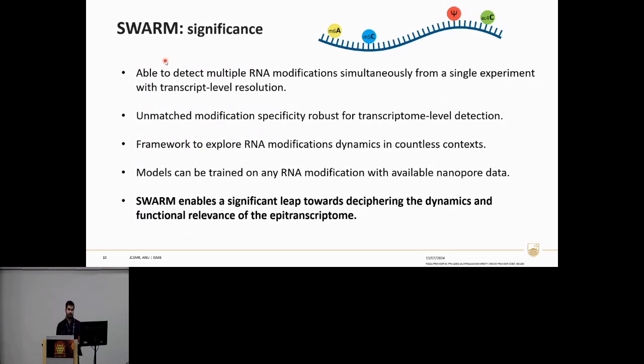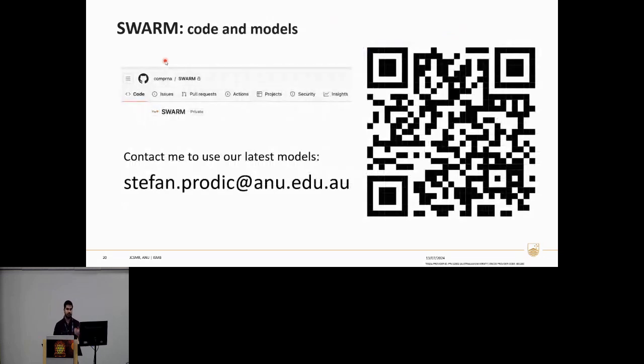These models can also be trained on any RNA modification, given that we have available data, and of course, they should be robustly tested to confirm the capacity of the models. And I think it's safe to say that Swarm enables a significant leap towards deciphering the dynamics and functional relevance of the epitranscriptome. I've put up here the QR code if anyone is interested to contact me to use our models before they're published. And I'll come back to that slide later.